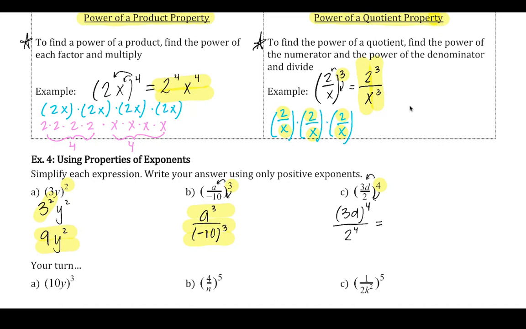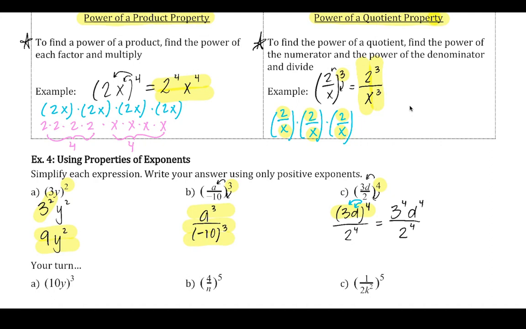And then we actually have to apply another property here with the 3d to the 4th power, because we have that power of a product one, where we have two things being multiplied in the parentheses being raised to an exponent. So the 4 will get applied to each factor in the parentheses. So in the numerator, it becomes 3 to the 4th power times d to the 4th power. And then in the denominator, 2 to the 4th power.